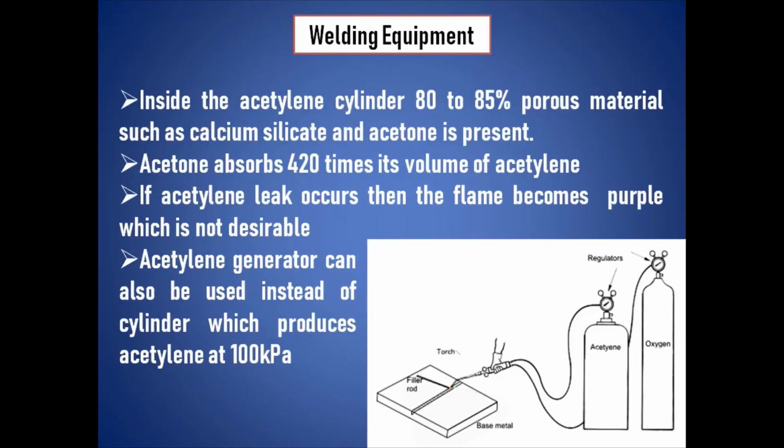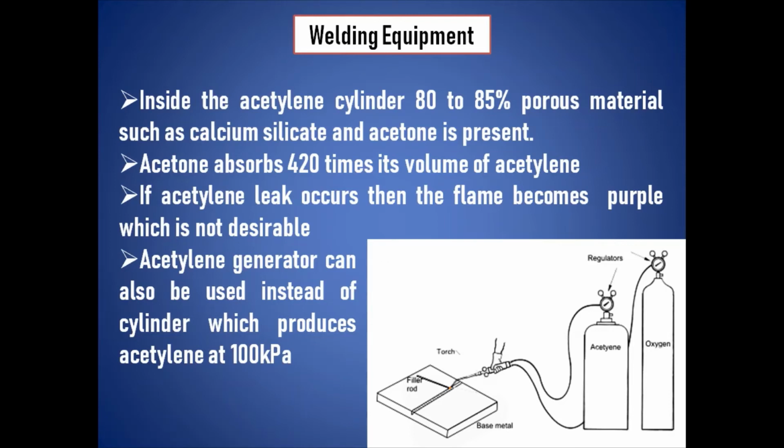Okay, so next is the welding equipment. As you can see in the figure, there will be two cylinders, an oxygen cylinder and an acetylene cylinder, and from there will be regulators to regulate the volume and mass flow rate of oxygen and acetylene. Then both are taken out separately and mixed together before burning in the torch. There are, as you can see, these small circles near the hand of the operator. These are valves to control the mass flow rate of both oxygen and acetylene.